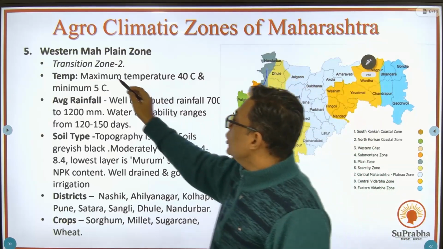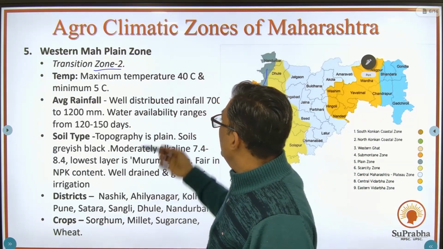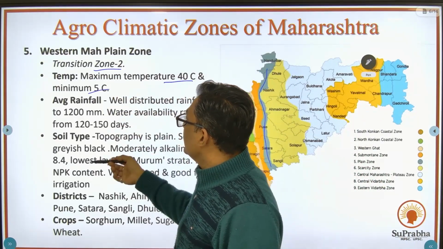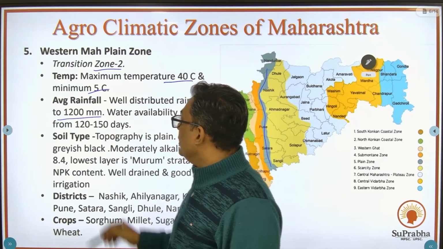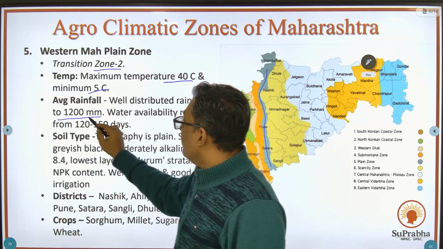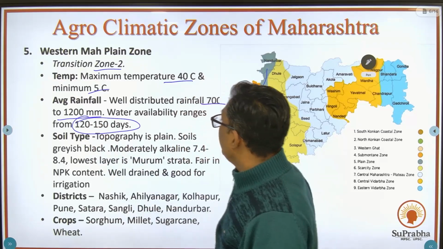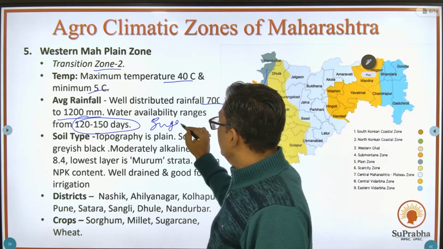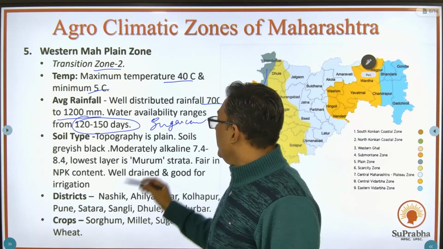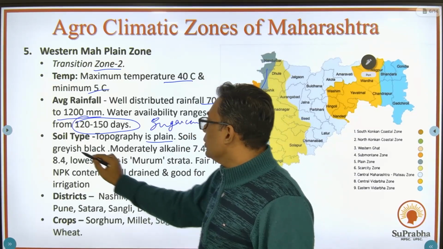It is also known as transition zone 2. Temperature goes up to 40, and minimum goes to 5 degrees Celsius. Average rainfall is well distributed, 70 centimeters to 120 centimeters, and water is available for 120 to 150 days. Therefore, you can have sugarcane over here. Soil, it's a plain area, soil is greyish black.